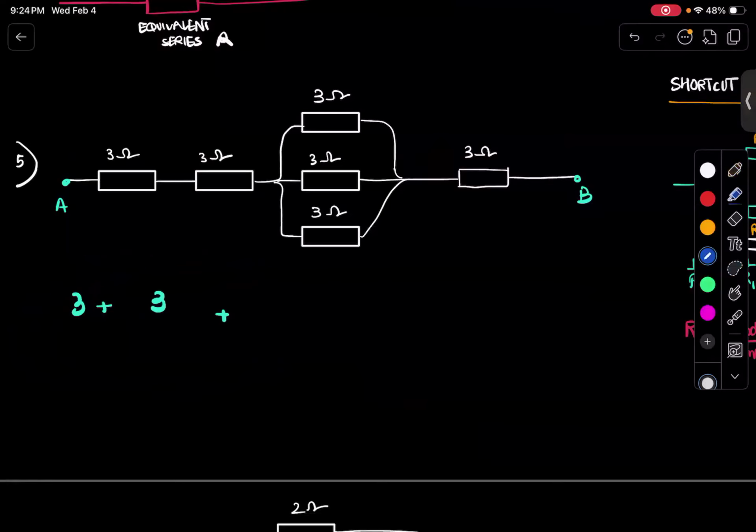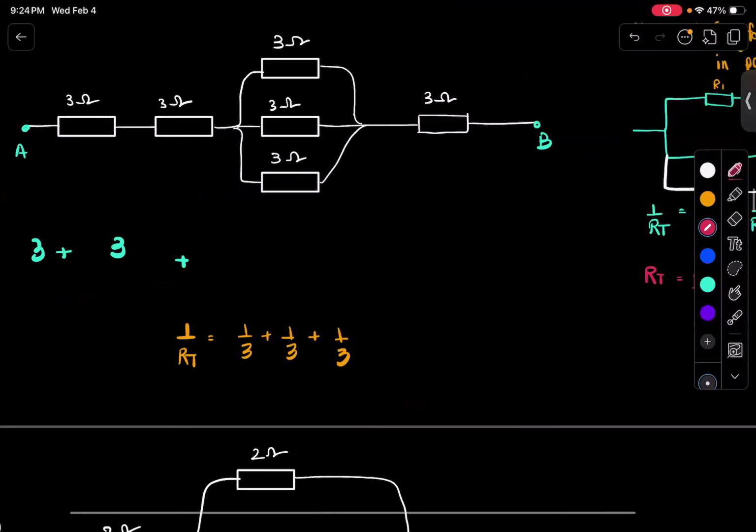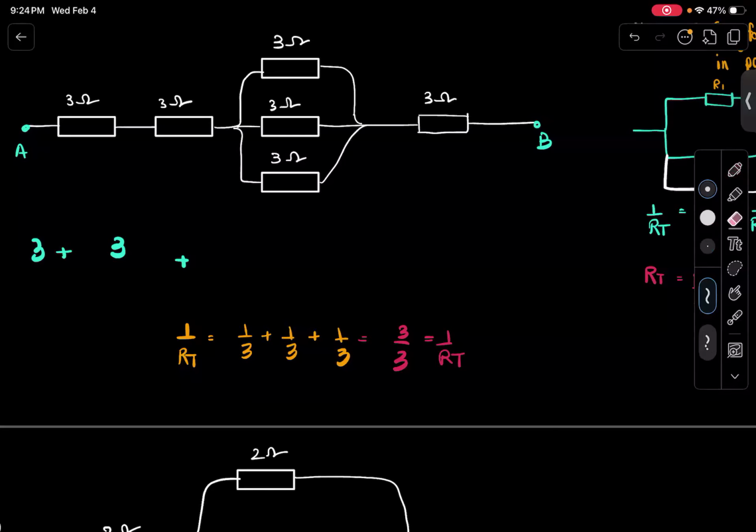In this example, you probably would have done 1 over RT equals 1 over 3 plus 1 over 3 plus 1 over 3. Generally, with three resistors, it is more convenient to do this method, okay? But I'm just showing you how to use the product over sum. In this case it's easy: 3 over 3 is equal to 1 over RT. So the total resistance is 1, right?